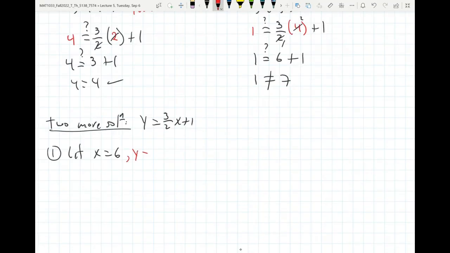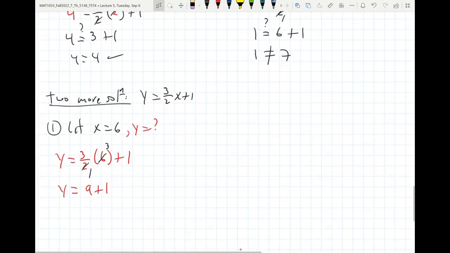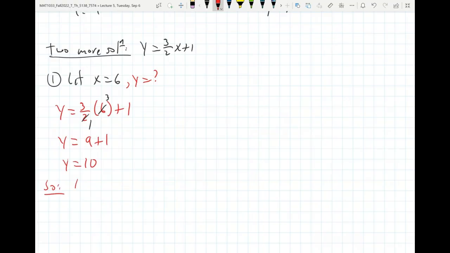So remember, our job now is to figure out y, but that's fine. All you have to do is plug in. Okay. So 3/2 times 6. What is this? 2 cancels with the 6, giving you a 3, and then 3 times 3 is 9. So again, 9 plus 1, which is 10. So that means that we have the point 6, 10 is a solution. Do you understand this? All right.